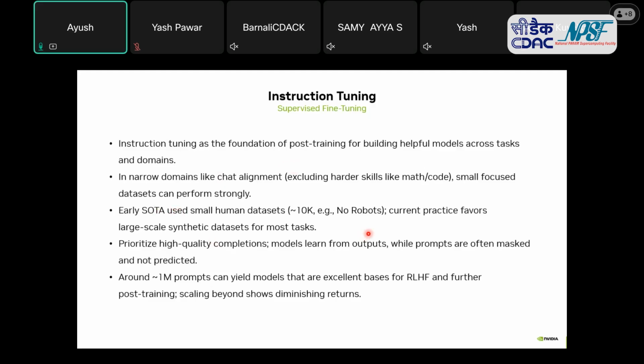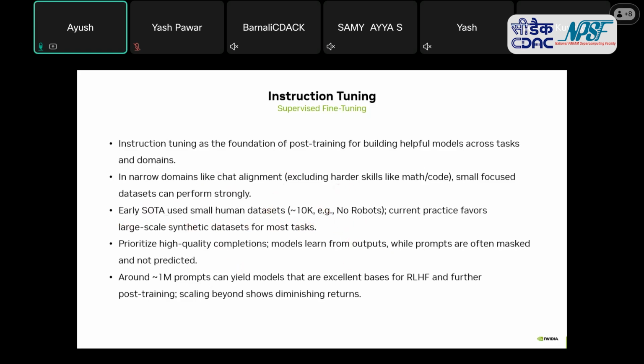Here, in narrow domains like chat alignment, small focused datasets can perform strongly. The idea is that if you want to align your model to a particular domain, you only need a small set of instructions to train it. For example, last year, state of the art models used only around 10K instructions to perform best on certain benchmarks.